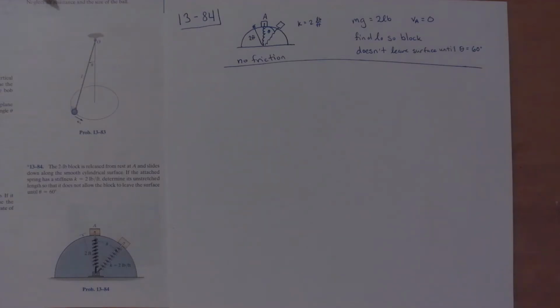This is problem 84 from chapter 13. The 2-pound block is released from rest at A and slides down along the smooth cylindrical surface. If the attached spring has a stiffness of 2 pounds per foot, determine its unstretched length so that it does not allow the block to leave the surface until theta is equal to 60 degrees.